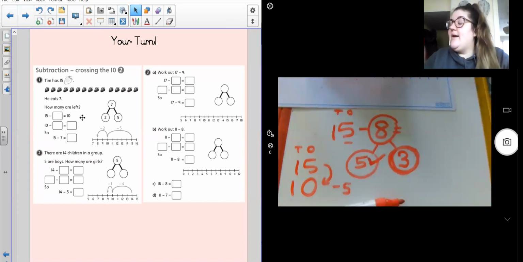How many are left? Now, I don't want you to start at 15 and to count back 7 times, because you're probably going to make a mistake and you might overcount or undercount. So we're going to do this method of crossing through 10.